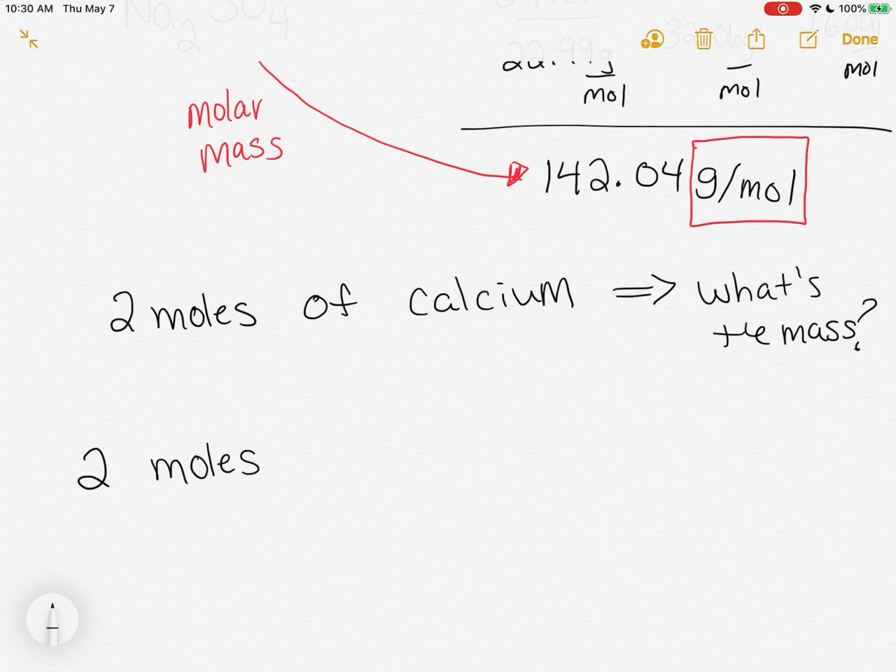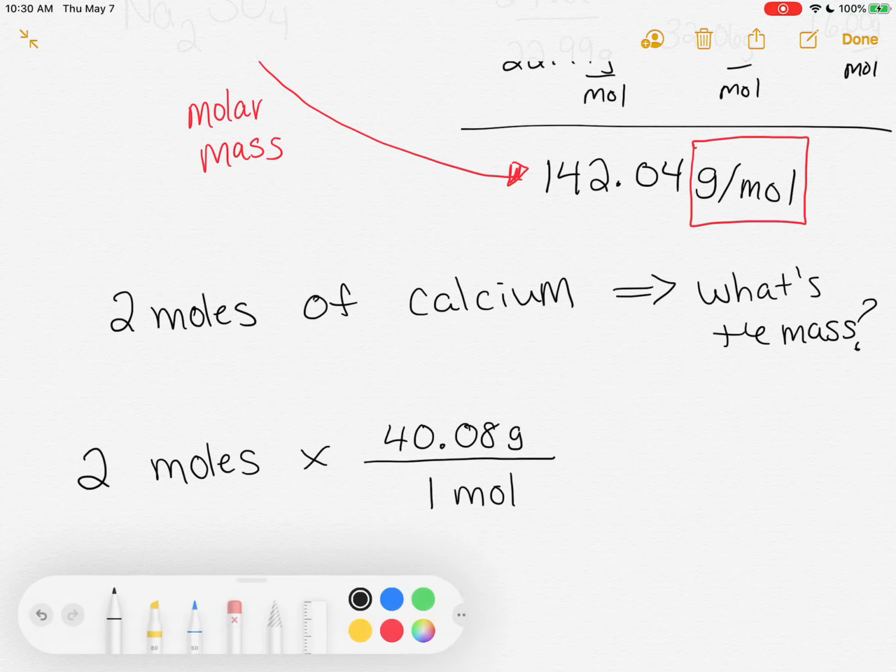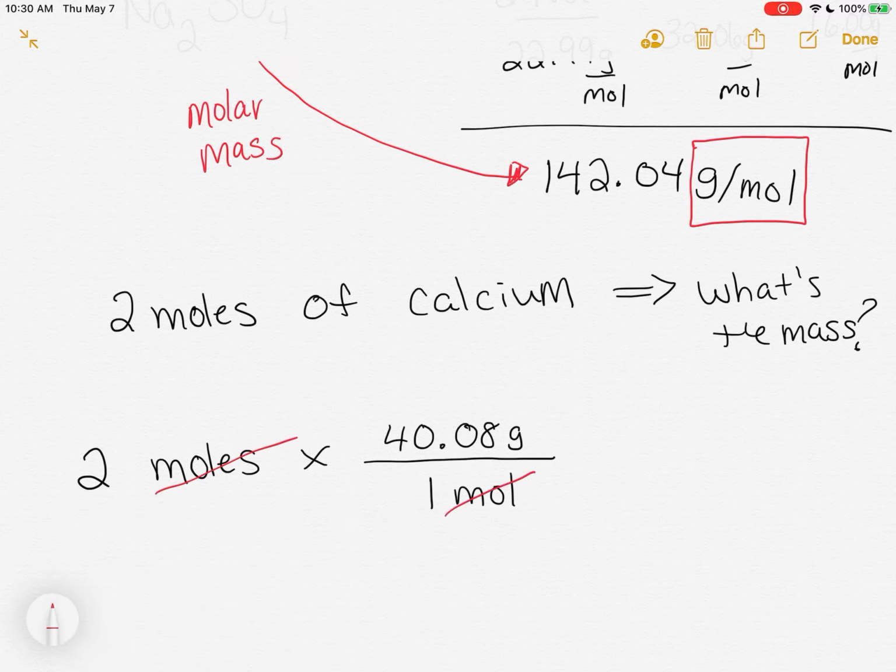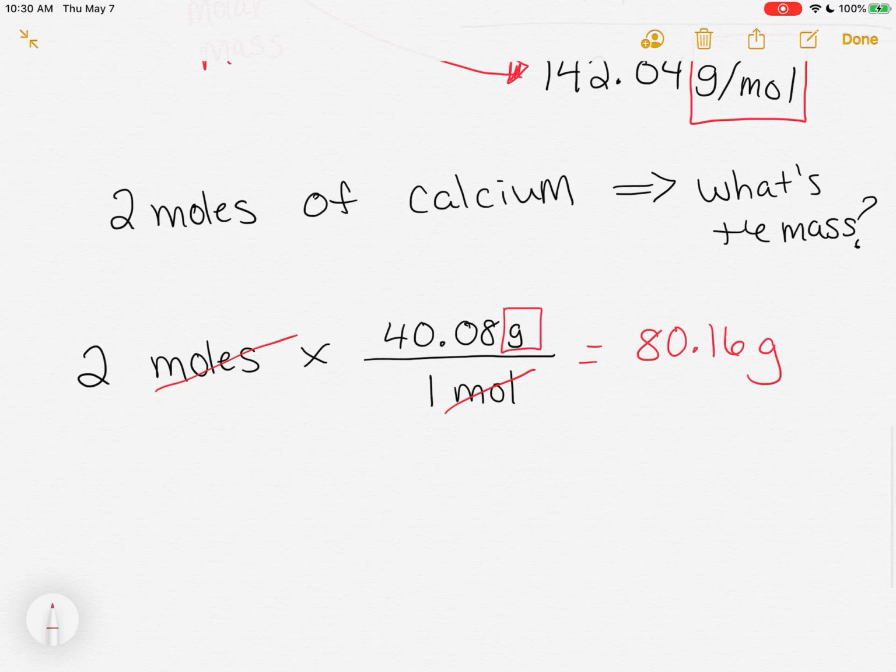I'm going to start out with my 2 moles of calcium. I'm going to have to multiply by a conversion factor here. I want to use the molar mass of calcium from the periodic table. From the periodic table, I know that there are 40.08 grams for every 1 mole of calcium. My moles will cancel out, and I'll be left with grams as my unit. So I would do 2 times 40.08, which is 80.16 grams.